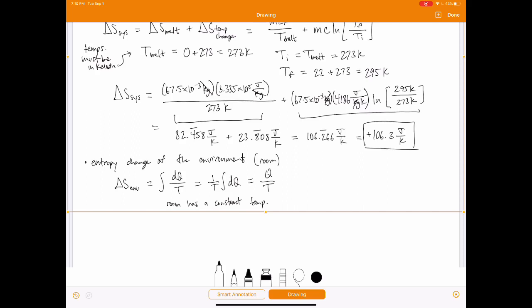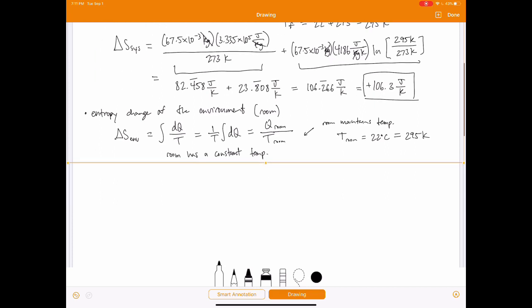Let's be a little more specific. Q would represent the heat flowing into or out of the room, so we'll call it Q room. The temperature would be the temperature of the room, which again is constant. So let's just note that the room maintains a constant temperature. T room equals 22 degrees Celsius or 295 Kelvin.